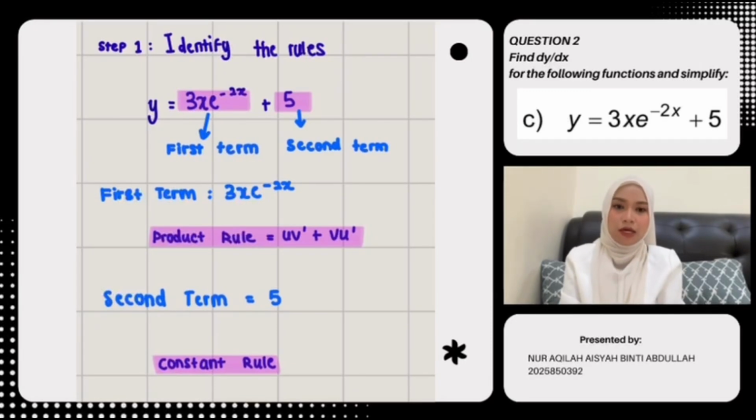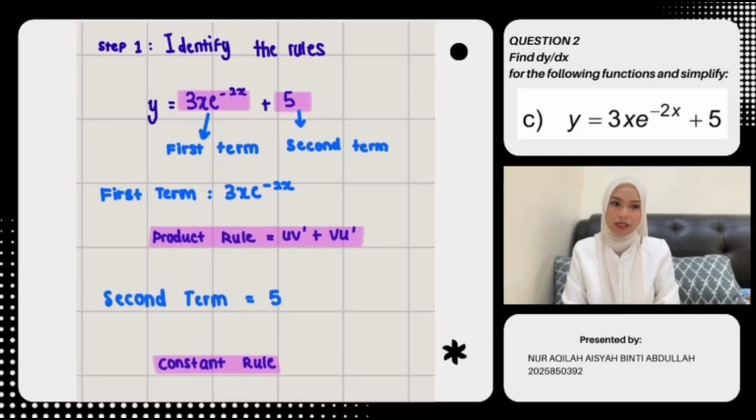The question asks us to find dy over dx for the function y equals 3x e to the power of negative 2x plus 5, and simplify the answer. The first step is we need to identify the rules. Looking at the equation, we have 3x e to the power of negative 2x plus 5. So the first term is 3x e to the power of negative 2x, while the second term is 5.